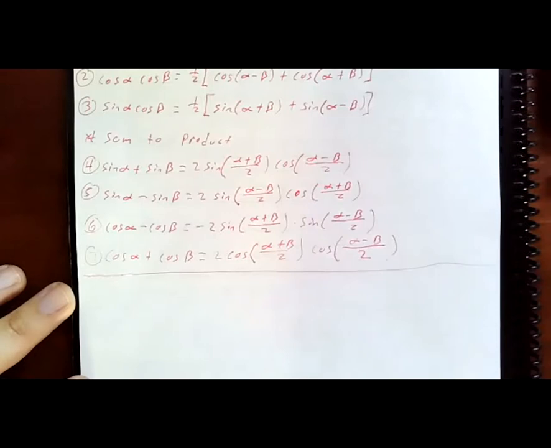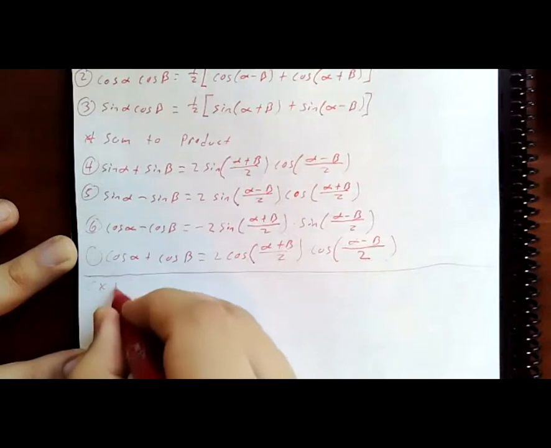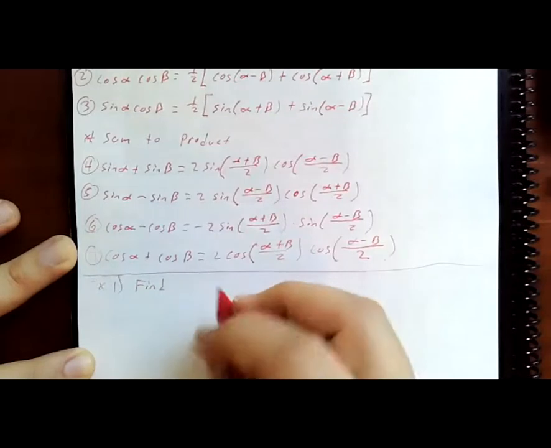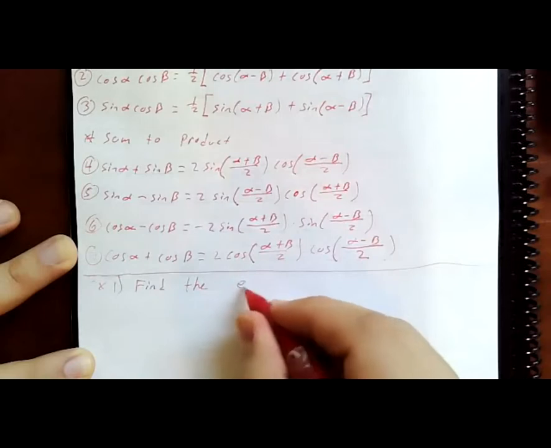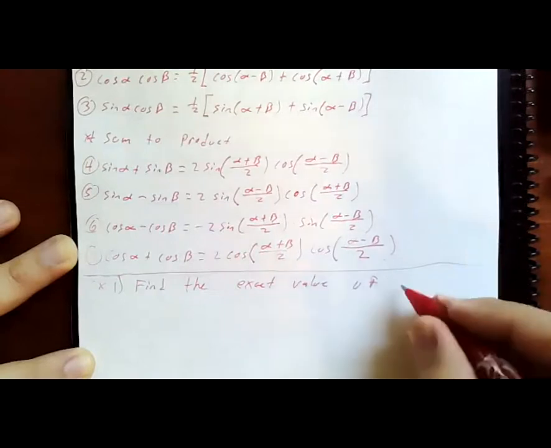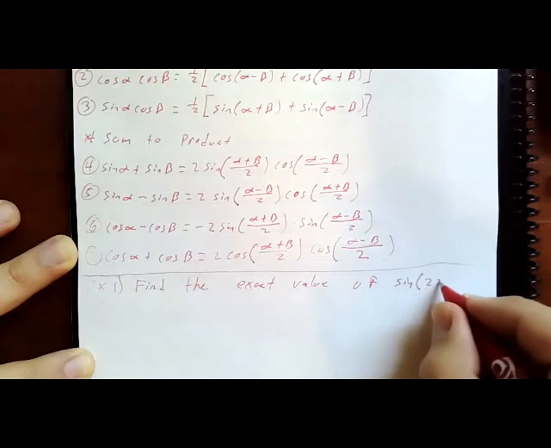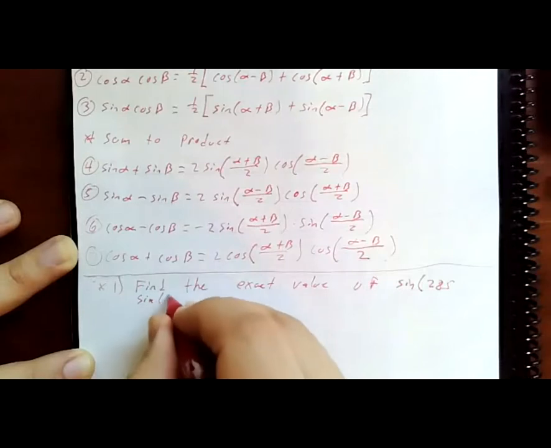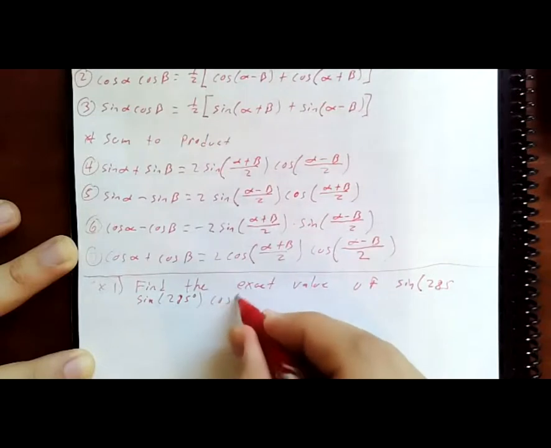Let's go ahead and start doing the first examples. We're only going to do a couple and then move on to the review because you're going to see all it is using the formula. And then we'll do more examples for these formulas during the review. So find the exact value of sine 285 times cosine 15.